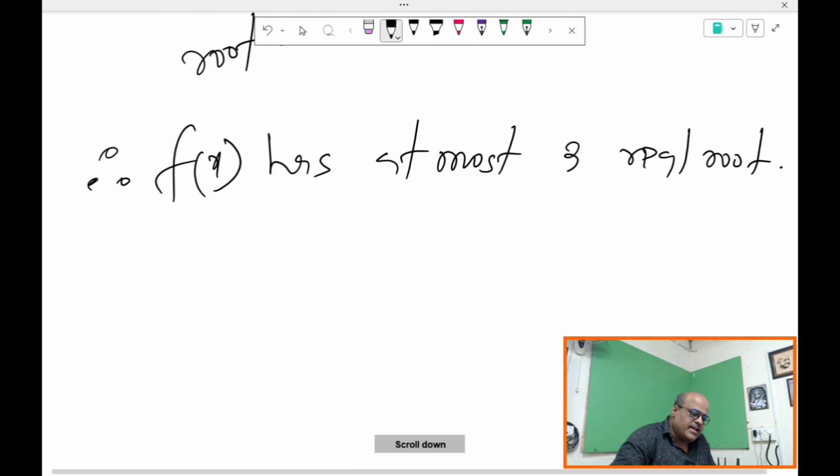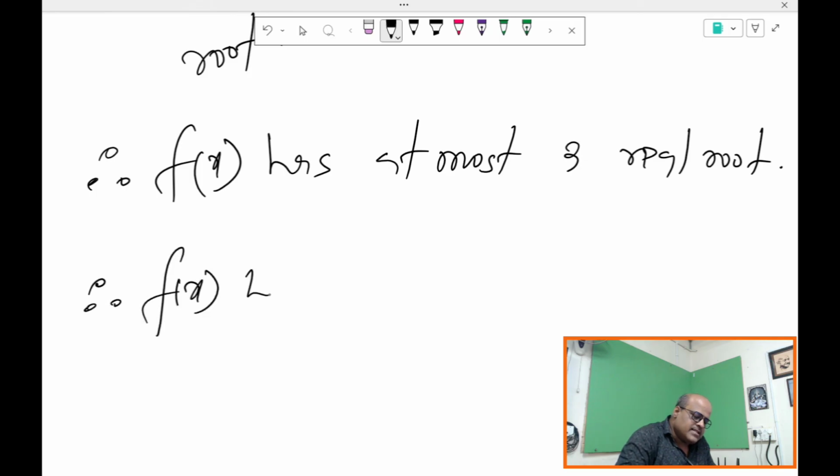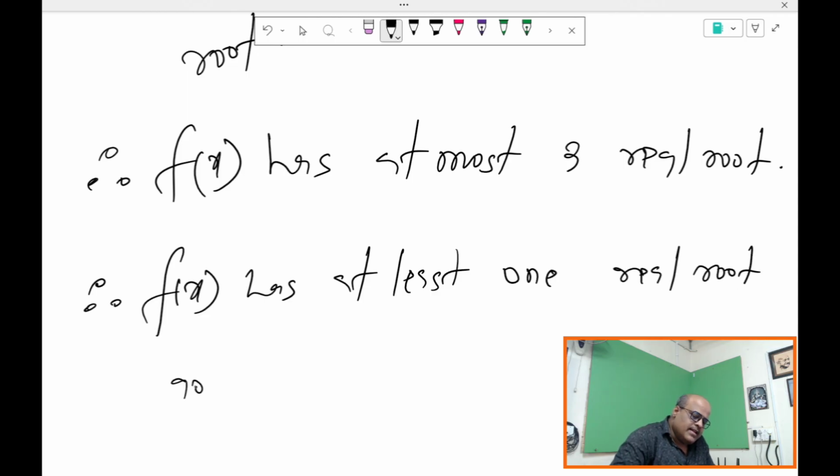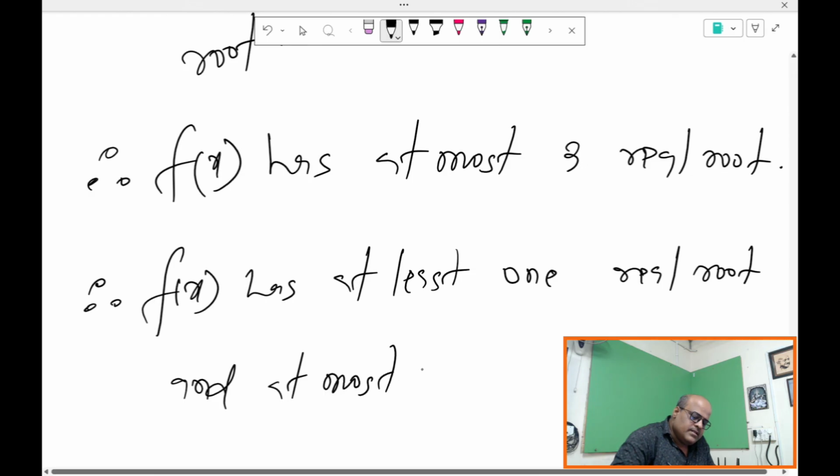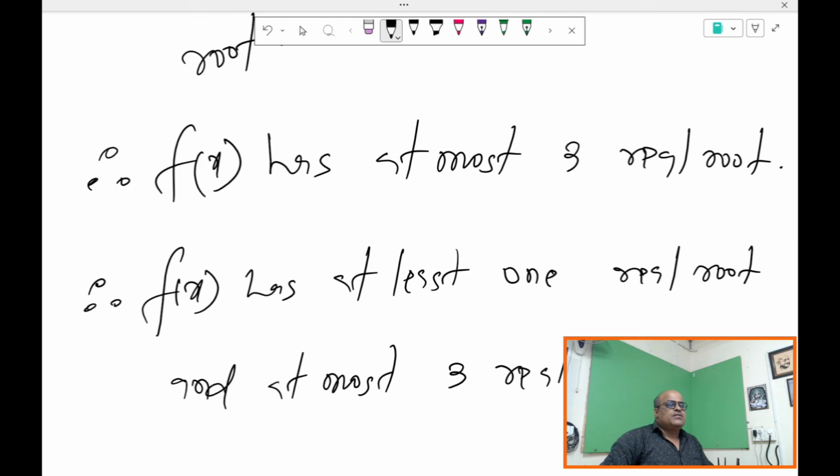Finally we can write, f(x) has at least 1 real root and at most 3 real roots. So this is confirmation: the remaining 2 roots are confirmed complex. Out of the 5-degree polynomial, suppose 3 roots are real, then 2 roots will be complex. But here at most 3 real roots, meaning the real roots may decrease also. That means minimum 1 or maximum 3.